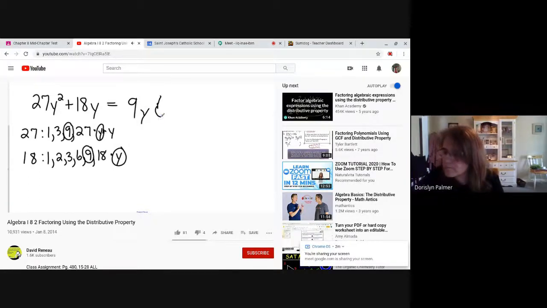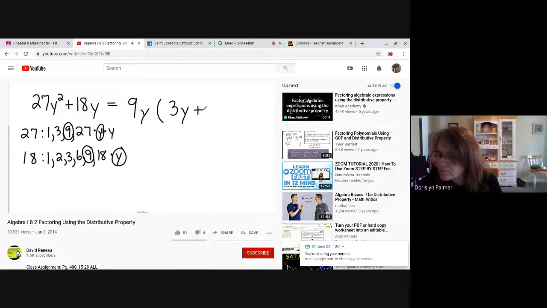So now I'm going to try to work my parentheses. Okay, so 9y times what is 27y squared? Well, 9 times what is 27? That's going to give us 3. And y times what is y squared? And that's a single y. Then I bring over my plus sign.